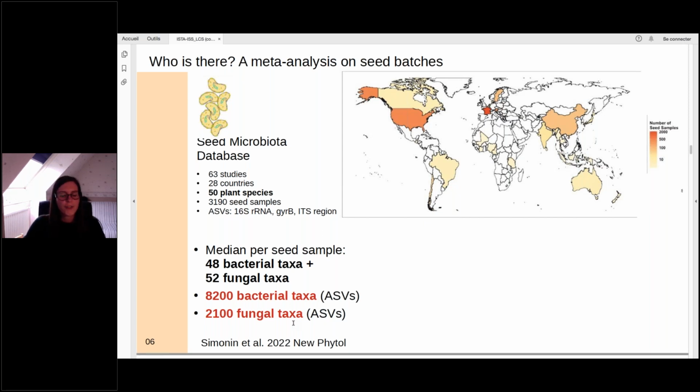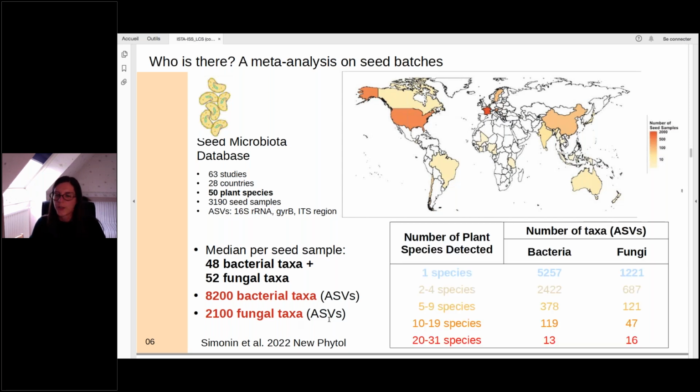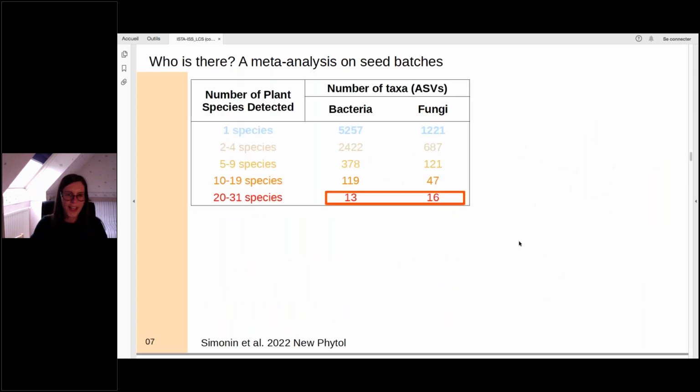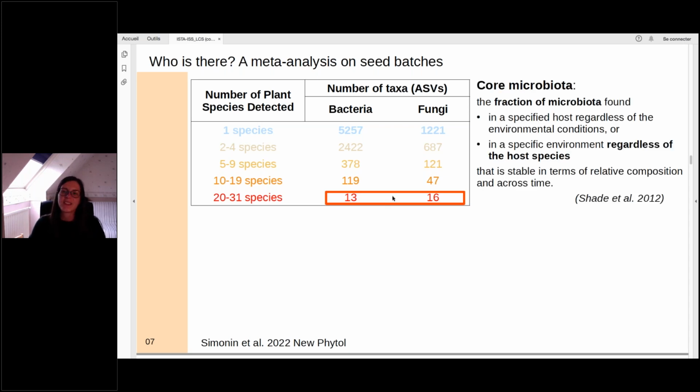It's quite huge. Now, if we look at the distribution of those taxa, here you've got the number of different taxa, bacterial or fungal, found in this number of different plant species on seeds. So what you can see is that for bacteria and fungi, more than half the taxa found are found only in one plant species' seeds. But there are a few taxa that are found across different plant species. So let's have a look at those. Those 13 bacterial taxa and 16 fungal taxa represent the core microbiota of seeds. It means that they are the fraction of microbiota that is found either in a specified host, regardless of the environmental condition, or here for us, in a specific environment, regardless of the host species.